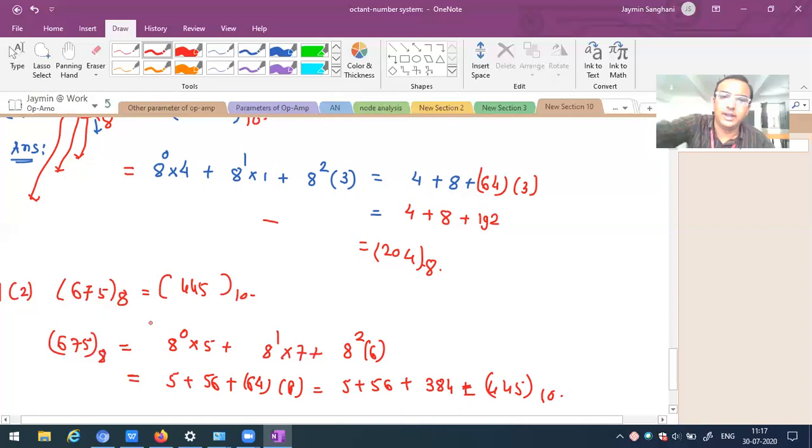So see this step very carefully. Now see the next example.